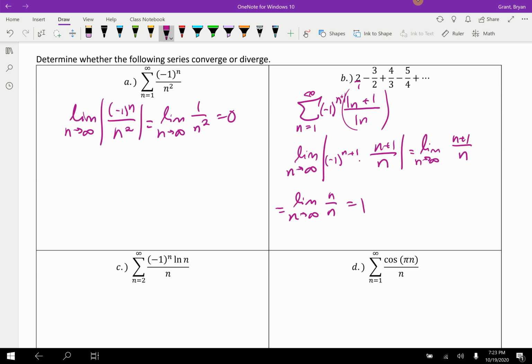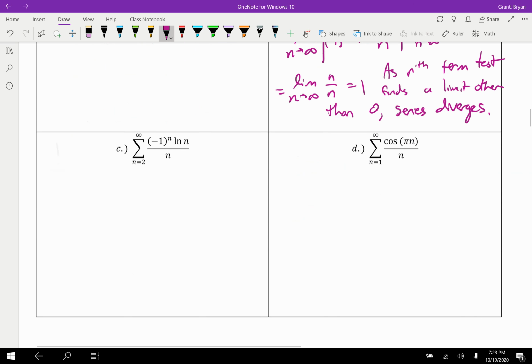So this series will diverge. And so what do we do with this? We'd say something like, as the nth term test finds a limit other than 0, the series diverges. And I'd be a little more careful about my wording, but we get the idea. We've done this a million times at this point.